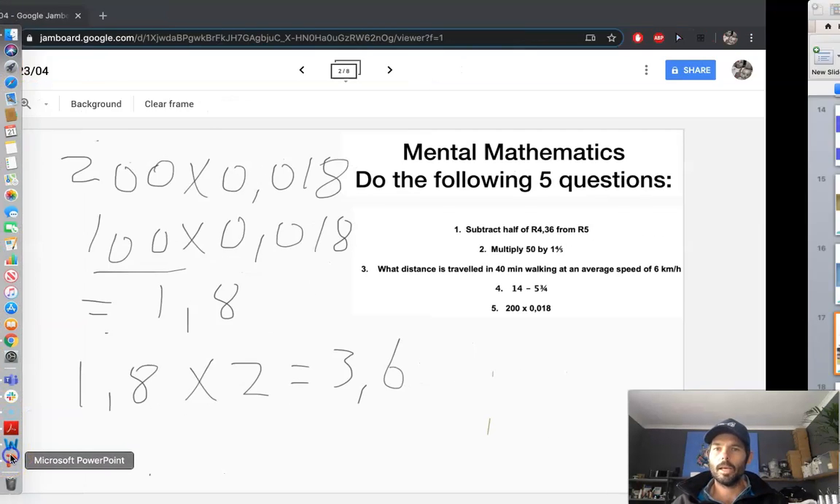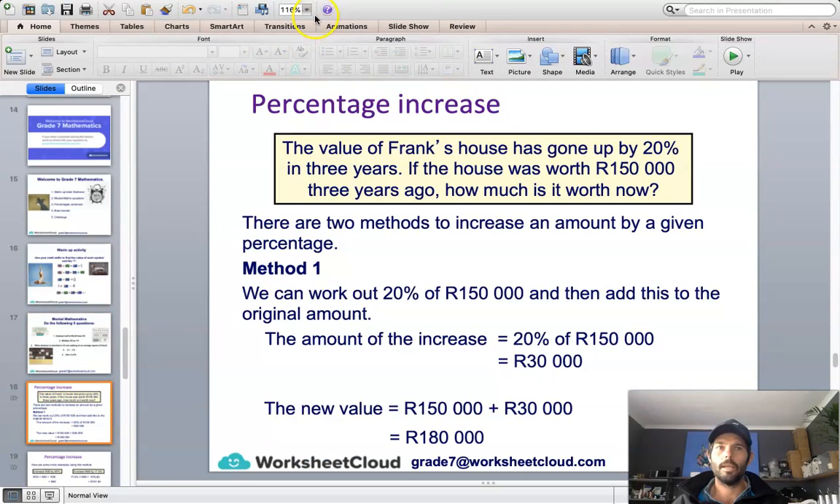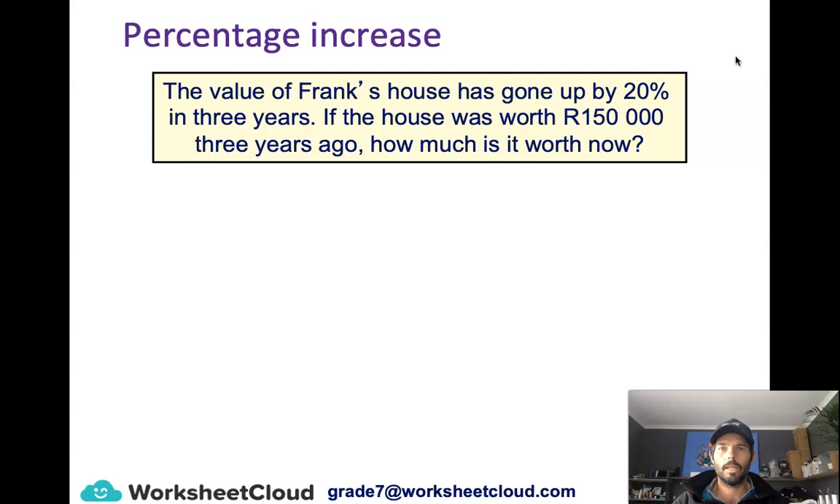Right, today's main part of the lesson is percentage increase. So yesterday we looked at profit and loss, and we looked at if something had increased or reduced by a certain amount, how would we work that out in a percentage. Today we're given the percentage and we need to work out how much that percentage is worth. So the example on the screen, the value of Frank's house has gone up by 20% in 3 years.